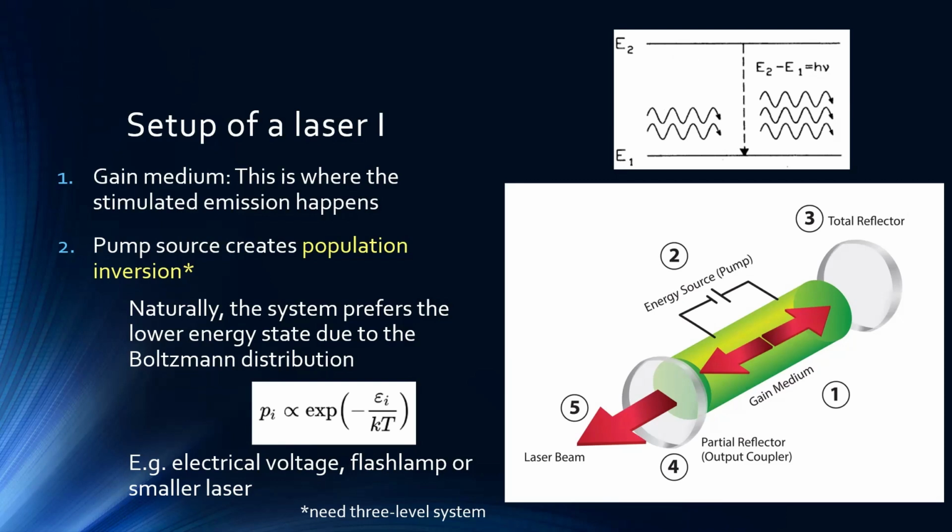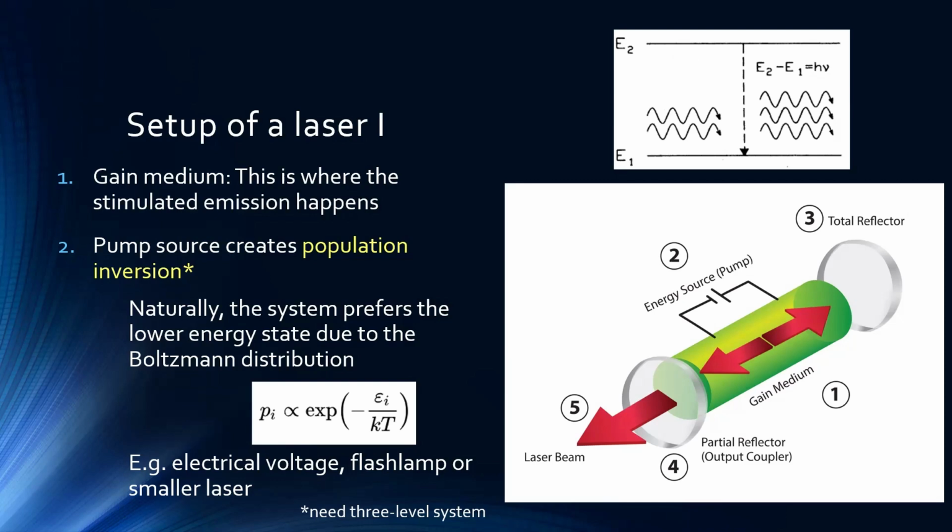And that is where this stimulated emission happens. And secondly, we need what is called a pump source. To have stimulated emission, we need our system originally to be in the excited state. But naturally, the system always prefers the lower energy state. That is due to the Boltzmann distribution.